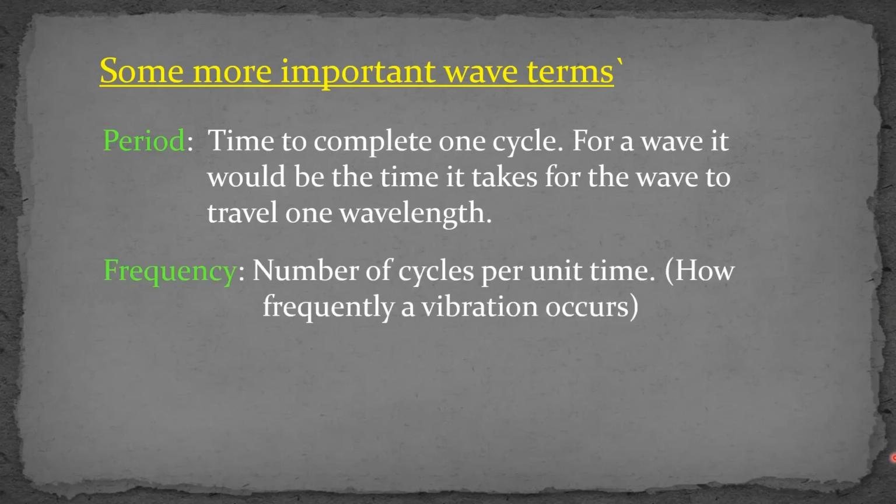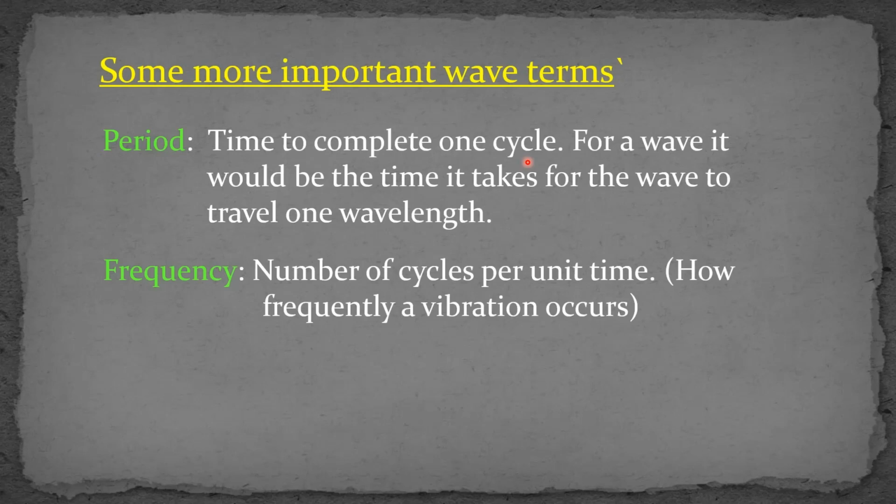The other term is frequency. In general, frequency can be defined as the number of cycles per unit time. Another useful way to think about it is just how frequently a vibration occurs. So if you have a lot of vibration happening very rapidly, then you would have a high frequency. Of course, if your vibration is happening really fast, then the time to complete one cycle should be really low.